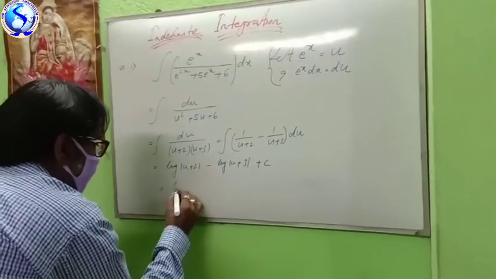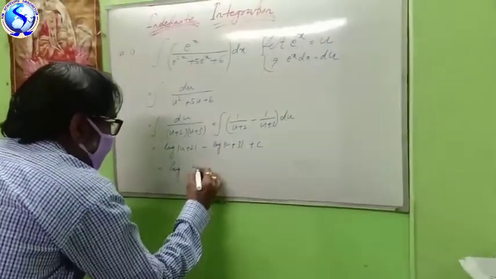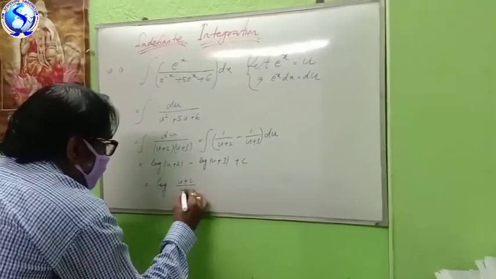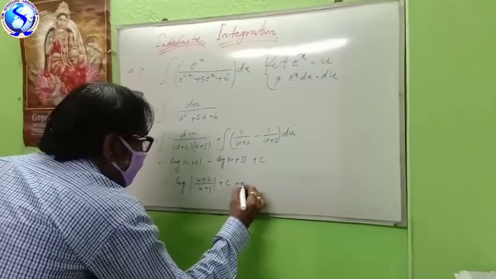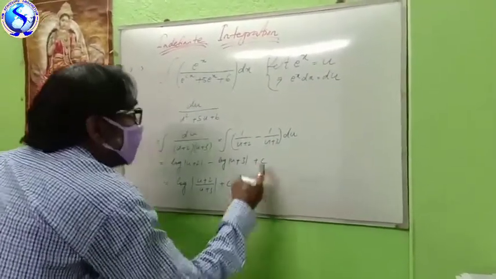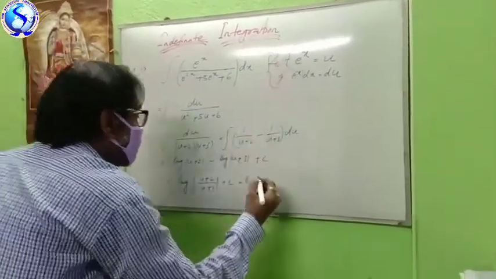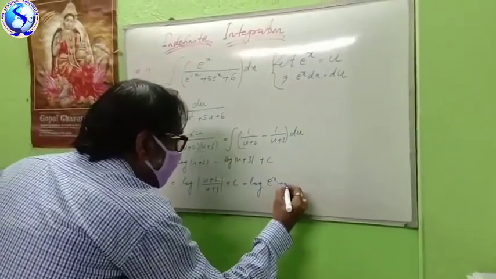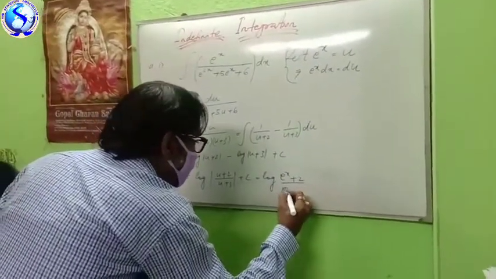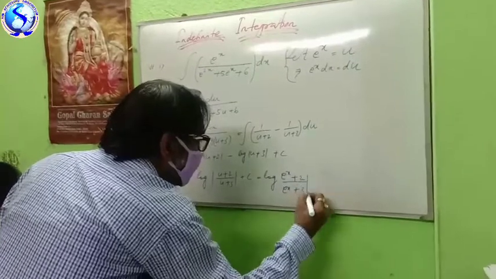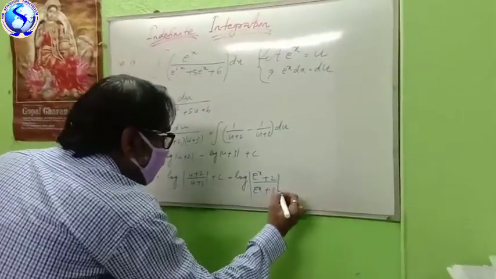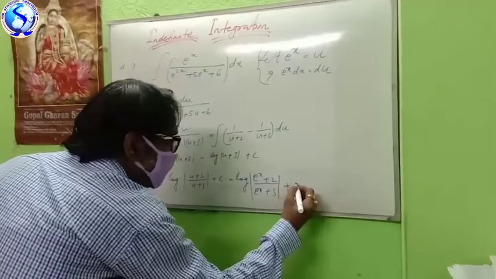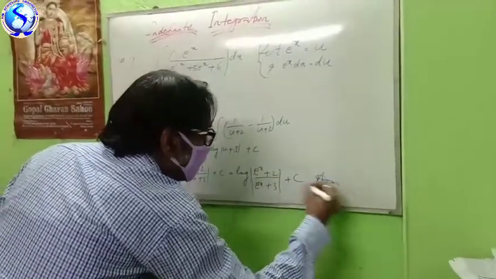Now, using the log property, this will be log mod of u plus 2 by u plus 3, plus c. Now put the value of u. What is u? This is e to the power x. So e to the power x plus 2 divided by e to the power x plus 3, in mod, because for a logarithm you have to take the positive value, plus c, integration constant, and this is the answer of number 1.